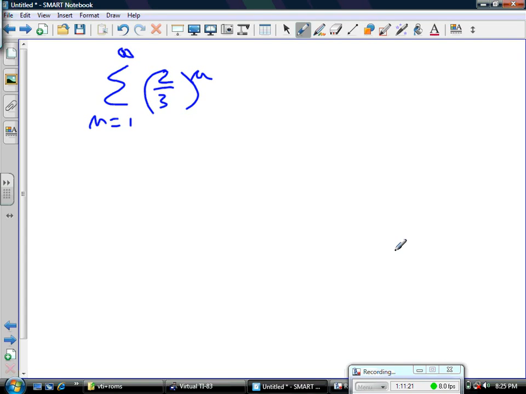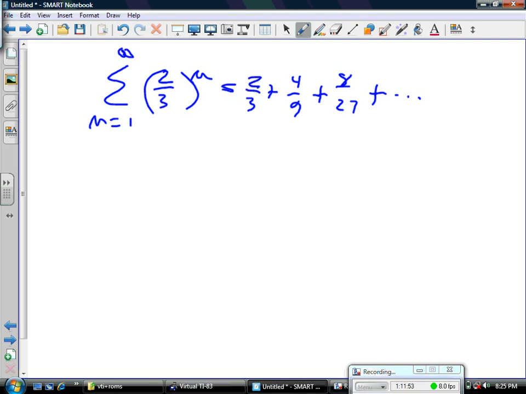Is that geometric? Yeah, what's the first term? 2/3. What's the next term? 4/9. What's the next term? 8/27. Actually, I should say plus in between, right? I'm adding. Plus 2/3 squared is 4/9, plus 2/3 to the third is 8/27, plus so forth, right?